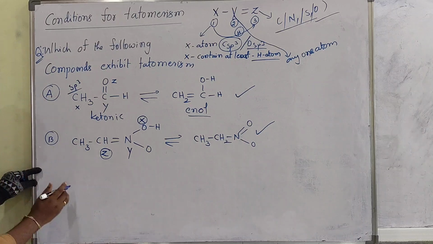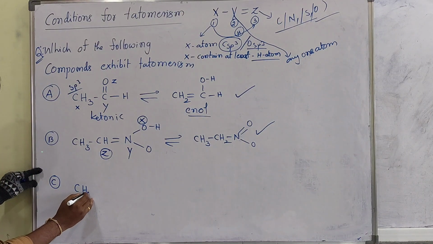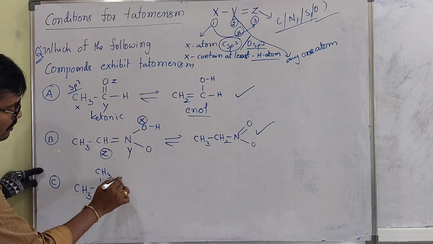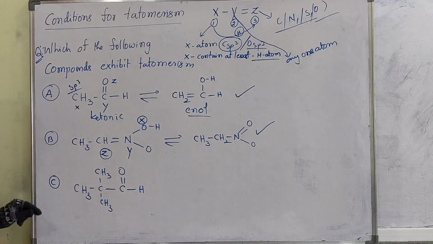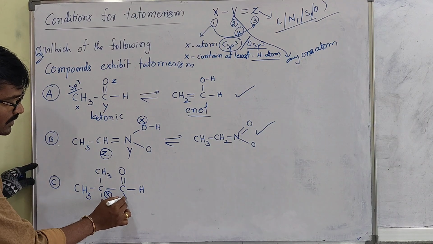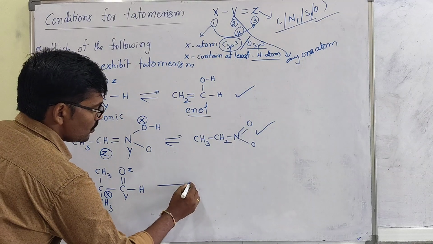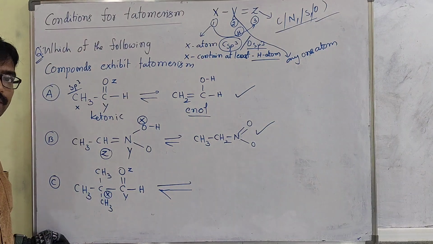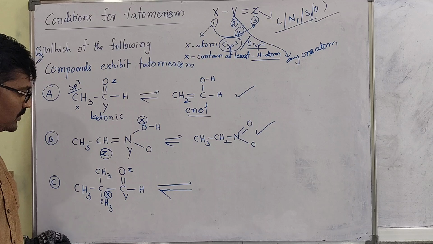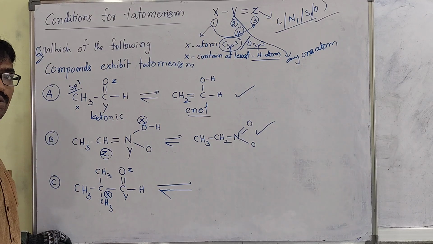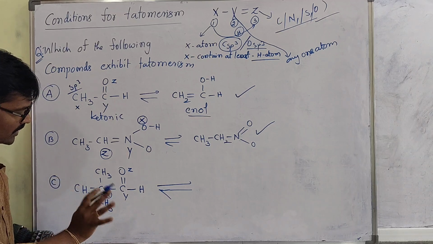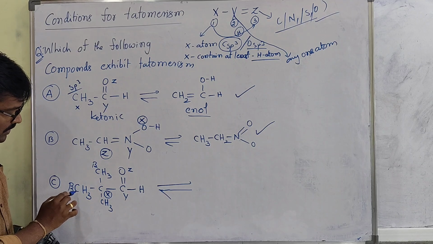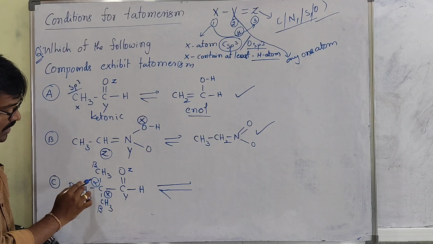Next, sir, one more compound, the C compound we are taking. Look at CH3, then C, then CH3, then CH3, then C double bond O, H is there like this. Just assume this is the X atom, then this is Y, this is Z. Now we have to see whether the conditions are satisfied or not. First, the X atom is an sp3 hybridized atom, yes. Then it must contain at least one hydrogen. Are there hydrogens? No, there are no hydrogen atoms. Here methyl groups are there. These we call beta carbons. Then the alpha carbon must contain a hydrogen atom.